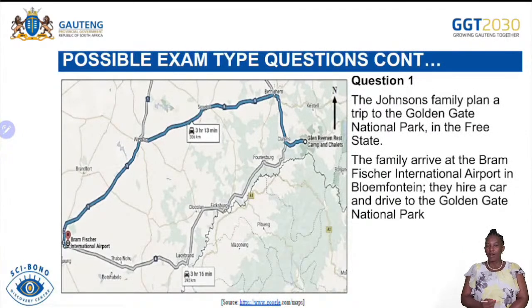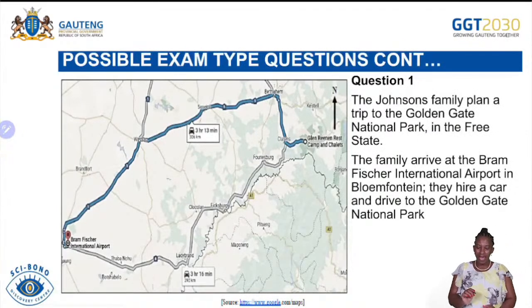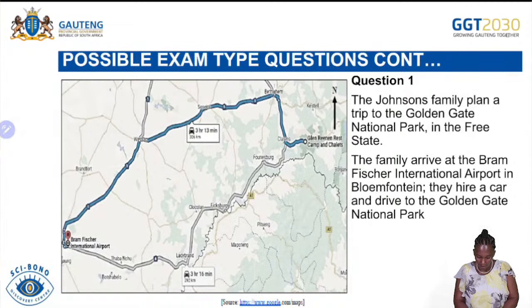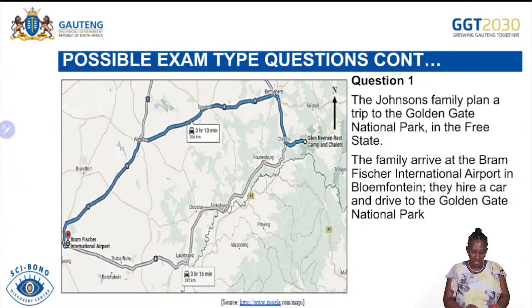Boys and girls, now let's continue. We are now focusing on the maps. Remember, we said today our main thing is to focus on the maps and the plans. Here we are given the provincial map, because you can see that it only shows the province of Free State. I can see Kestell and Fouriesburg, it's Free State. So the only focus is a provincial map.